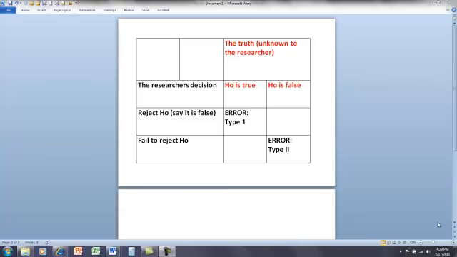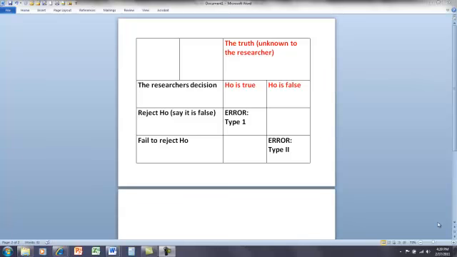This is just a mini lecture on type 1 and type 2 errors. When we're doing hypothesis testing, we're trying to evaluate our research hypothesis. Our research hypothesis is the one that we're interested in. Usually we believe that two populations are different. Perhaps we think that one method is better than another method.